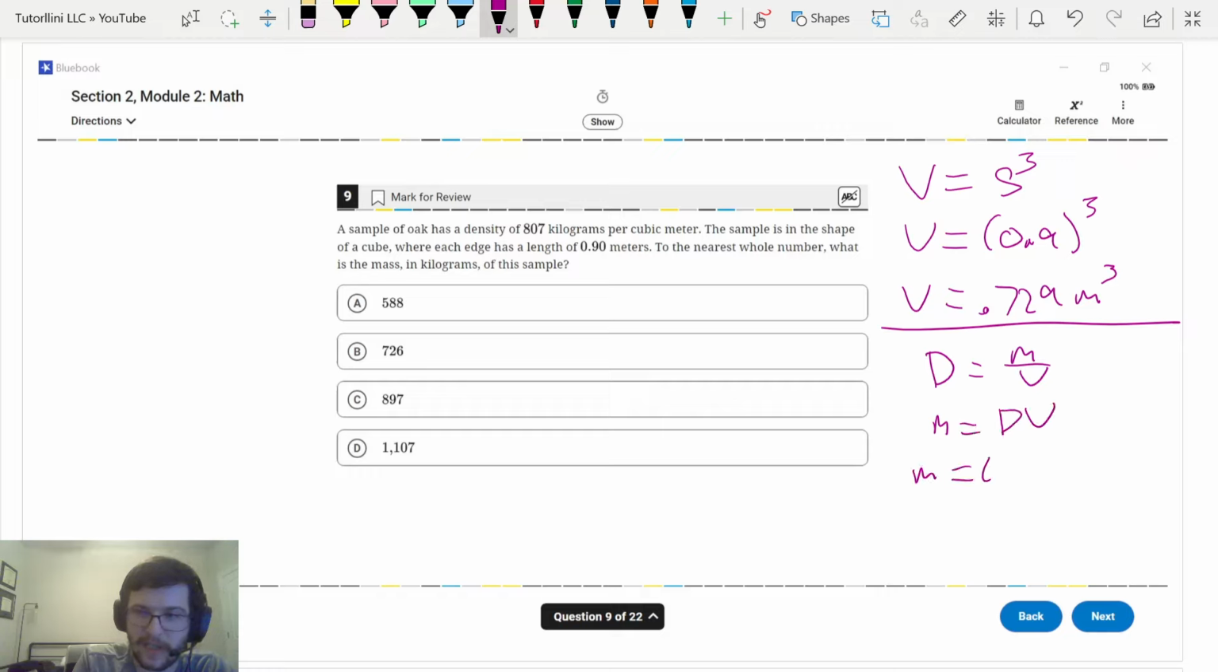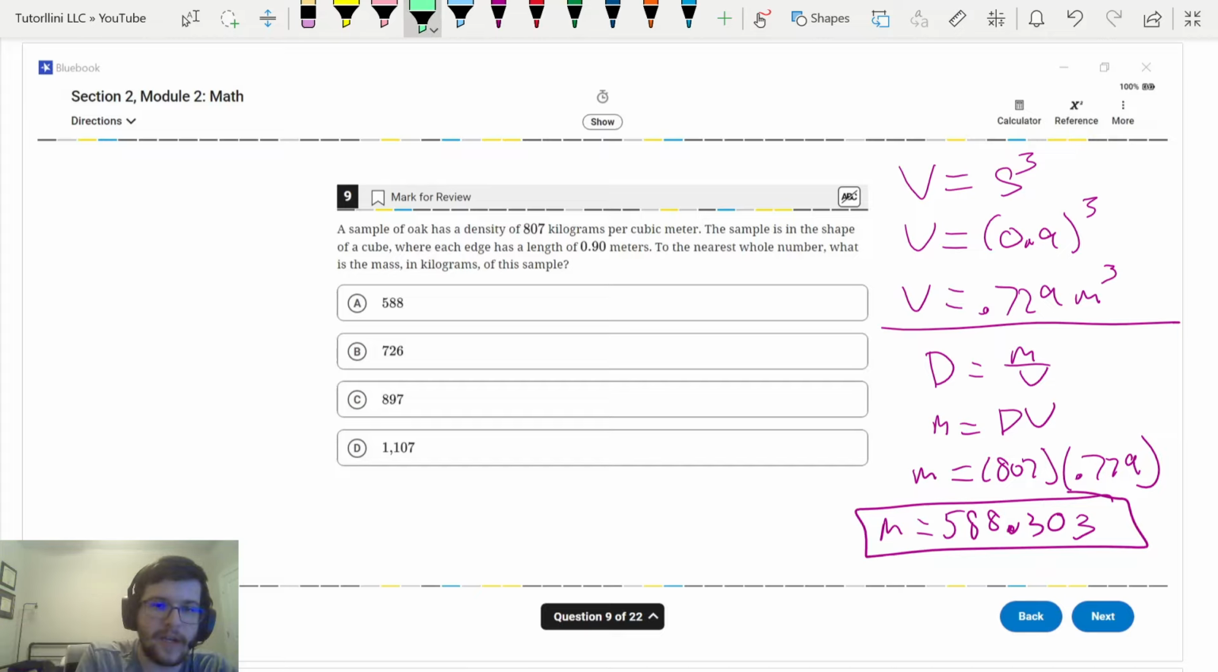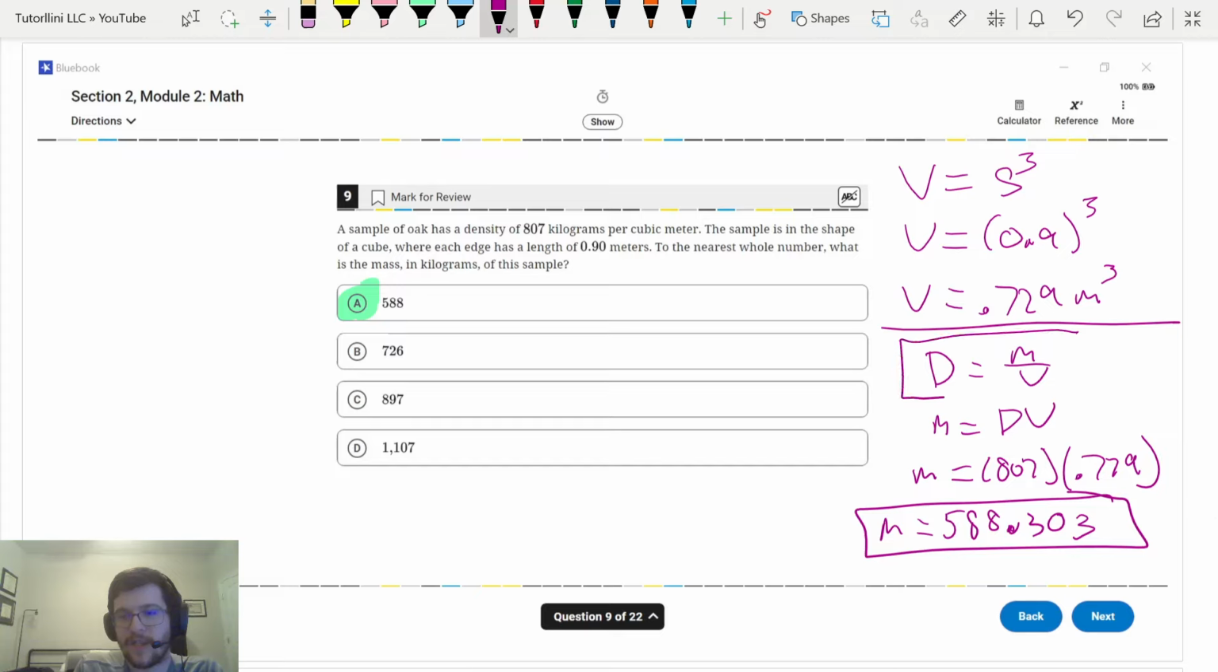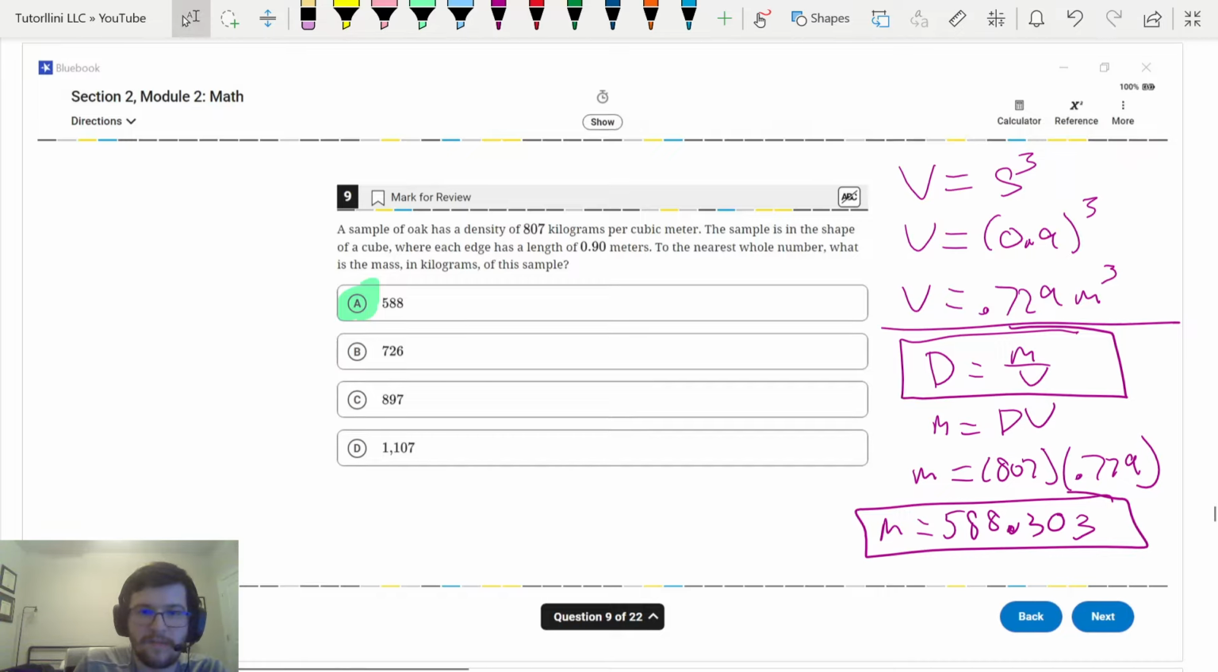So they tell us the density is 807, and the volume we just calculated is 0.729. Put that in the calculator, and we get a mass of 588.303, and that is A. Yep. So, I mean, you could just do this using unit analysis, but it's probably easier if you just remember density equals mass divided by volume. That's just a formula you probably want to know for the SAT. They've asked it many times.